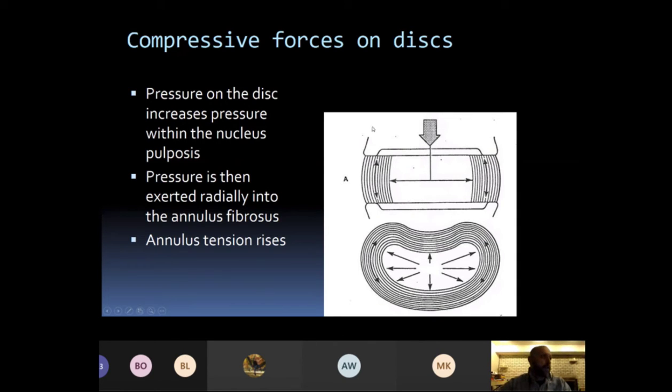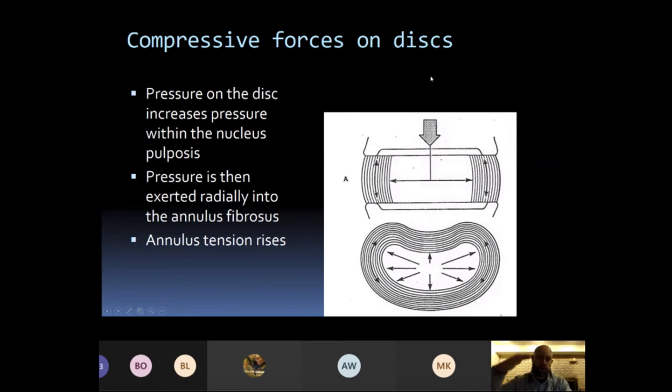The discs here are going to help distribute this force in a number of ways. There are three slides coming up, and it's really kind of overkill, I think, so don't overthink it. There are a few words here to describe what I'm about to say. So picture just one disc at a time in the spine, and it could be any level.